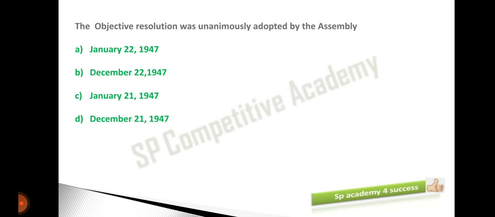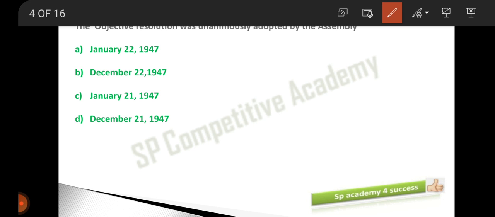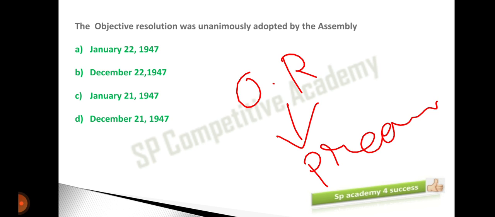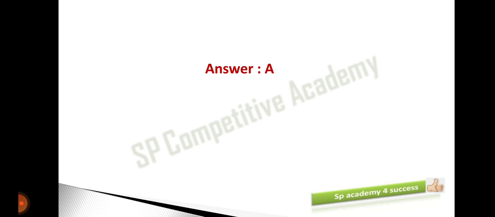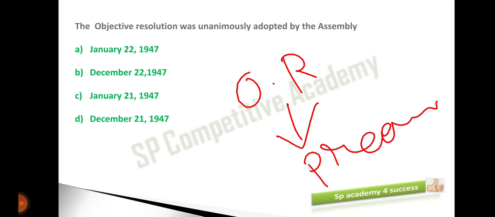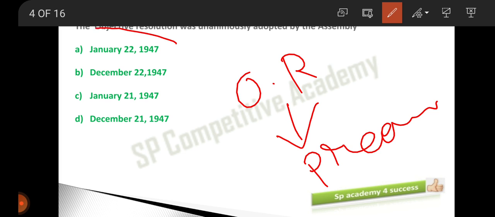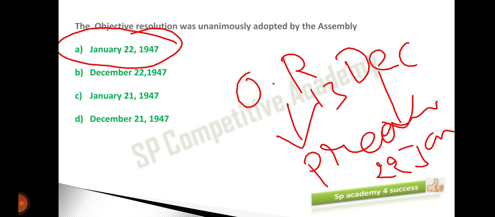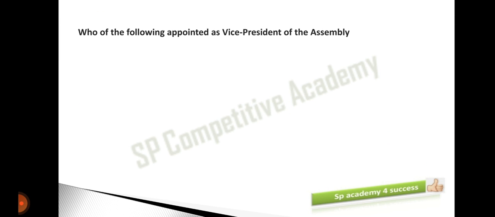So, on which date was the objectives resolution accepted by the assembly and converted into the preamble? This is the question here. The answer for this is option A, that is January 22nd, 1947. Just now I told you, on 13th December Nehru ji introduced this, and on 22nd January it was adopted by the Constituent Assembly. So the answer for this is option A.